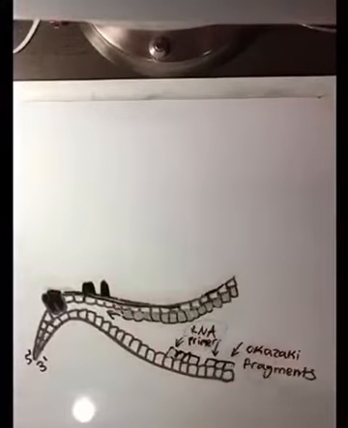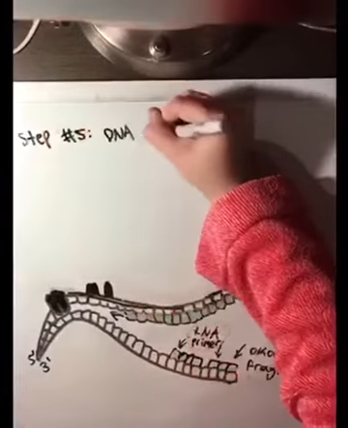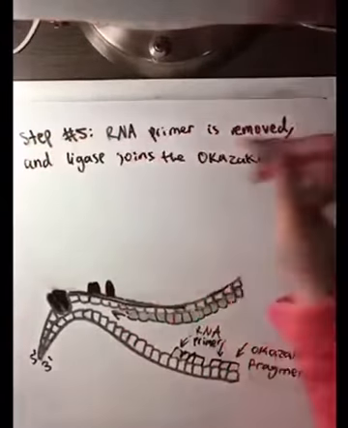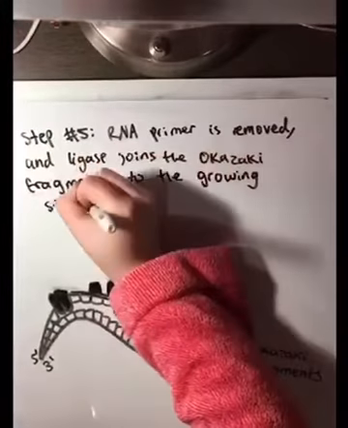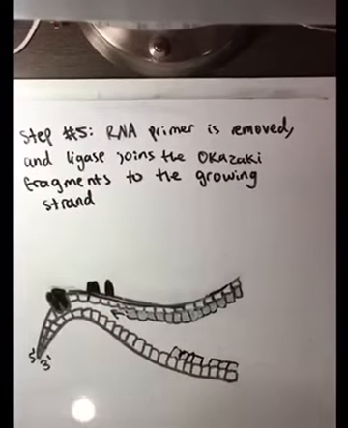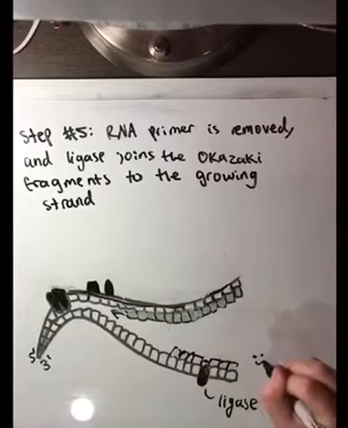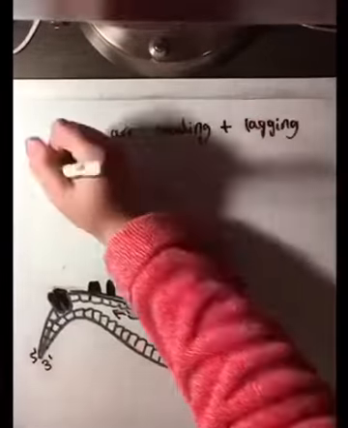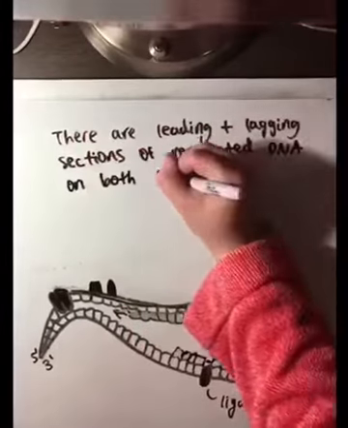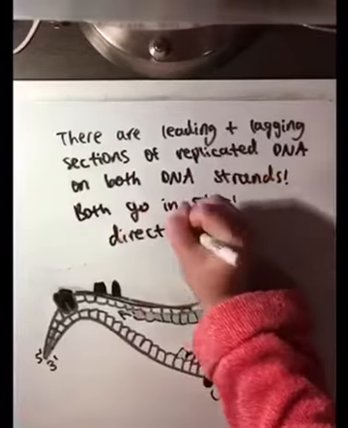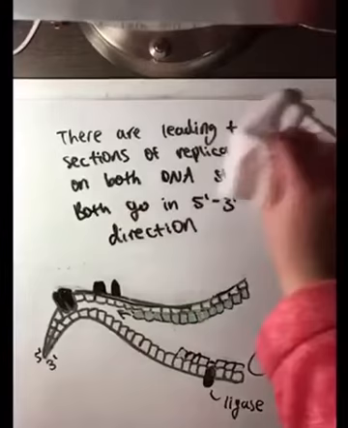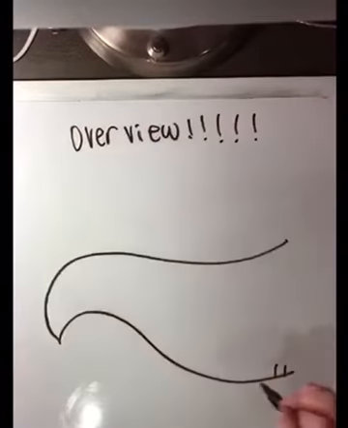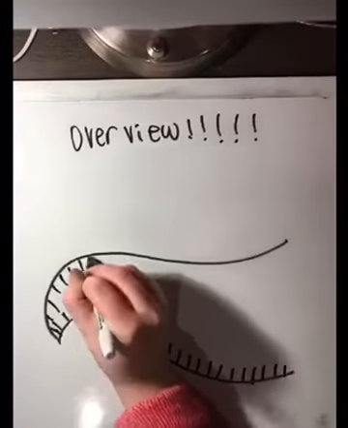The next step, and the final-ish step, is once the RNA primer is removed, because it's no longer needed, DNA ligase joins the Okazaki fragment to the growing strand. So it basically bonds it back together. There are leading and lagging sections of replicated DNA on both strands, but we only show one because there's not enough room to draw them all.